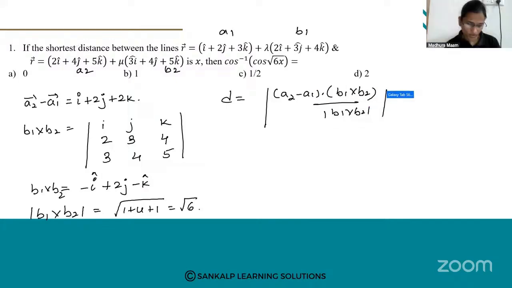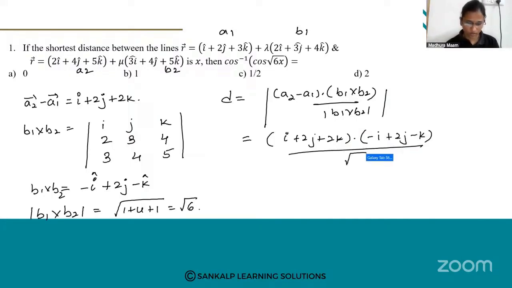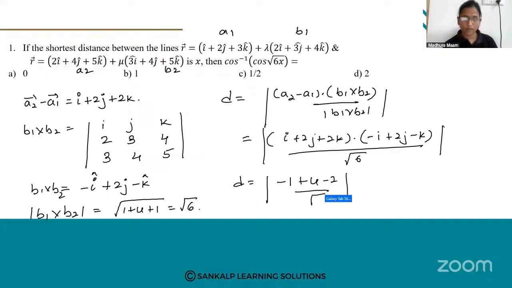Okay, so what did we get for a2 minus a1? i plus 2j plus 2k. What did we get for b1 cross b2? Minus i plus 2j minus k. And the magnitude? Root 6, right? Okay, so taking the dot product, 1 into minus 1 is minus 1 plus 4 minus 2 divided by root 6. So this is minus 3 plus 4. Minus 3 plus 4 means 1 by root 6, correct? Okay, fine. So distance d is 1 by root 6.